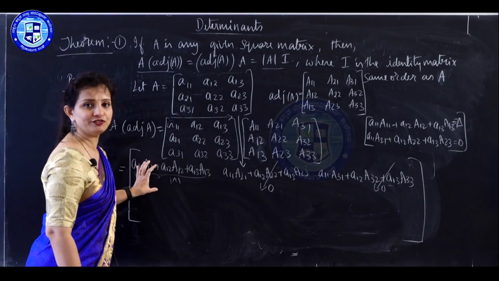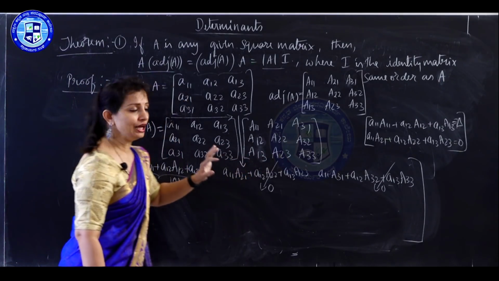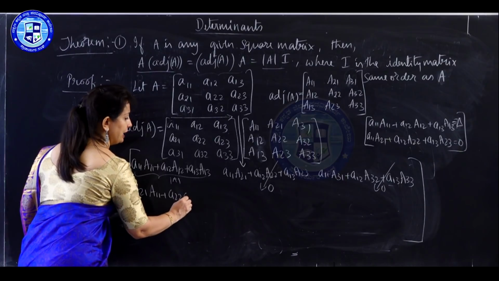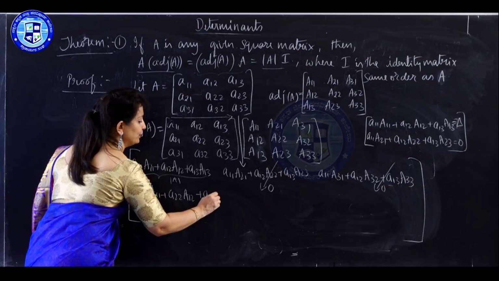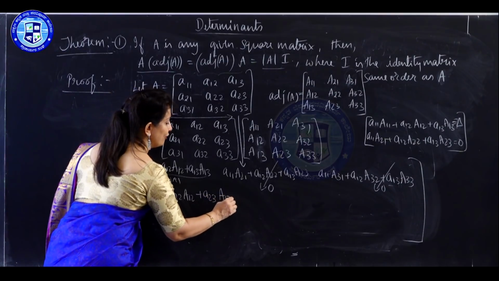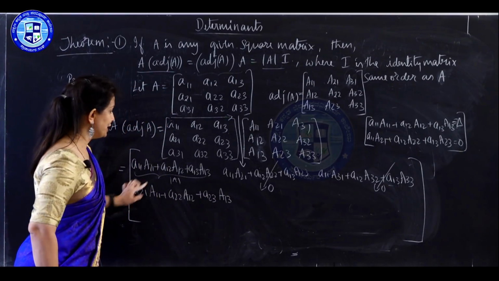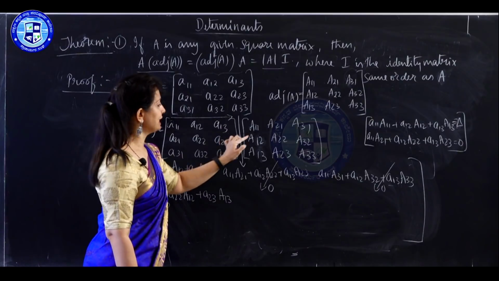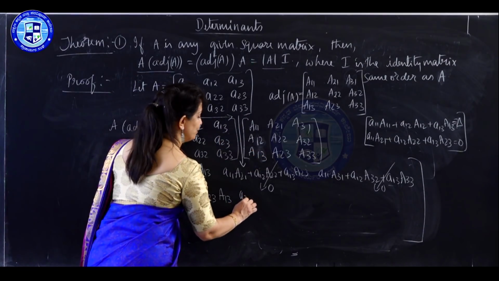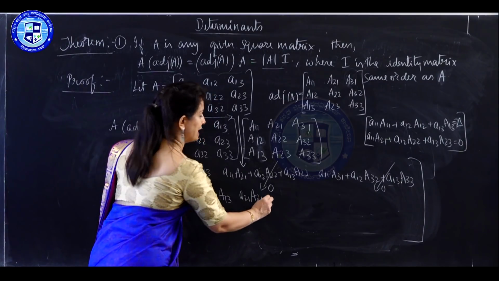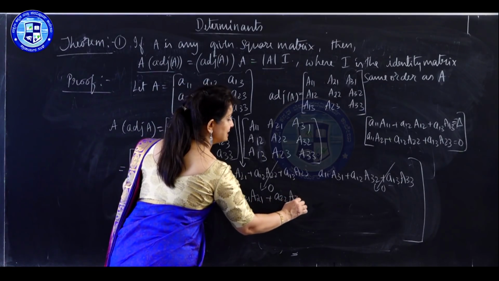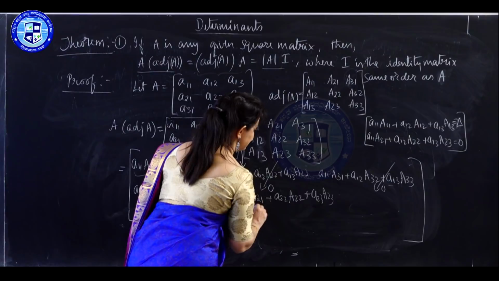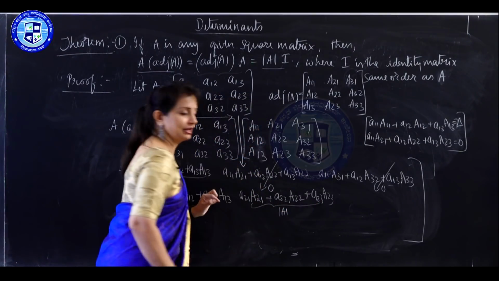So, first row elements, what do we get? Determinant A, 0, 0. Now, second row multiplied by first column: A21 cofactor of A11, A22 cofactor of A12, plus A23 cofactor of A13. Here, second row elements multiplied by the cofactors of first row elements, so it turns out to be 0. Now, second row, second column. Here A21 cofactor of the same A21 plus A22 cofactor of the same A22 plus A23 cofactor of A23. What is it? This is nothing but determinant A. Here we get determinant A.